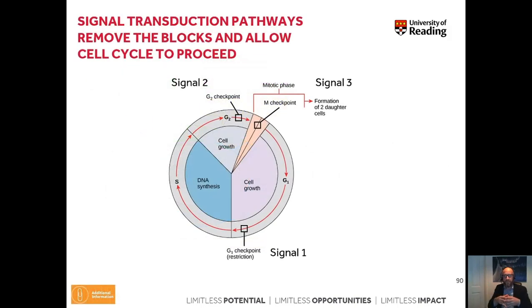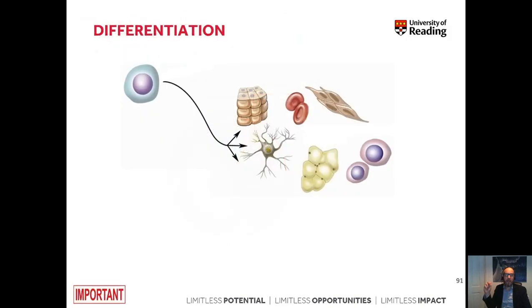All of those transition points or checkpoints are tightly controlled by very specific signal transduction pathways. Activation of the signal transduction pathways usually removes the cell cycle roadblocks. So again, cell cycle and proliferation need to be actively regulated.